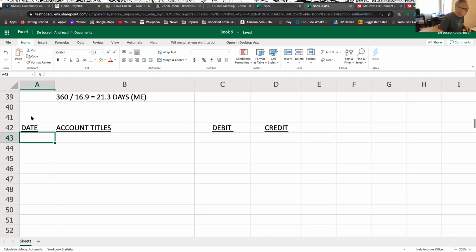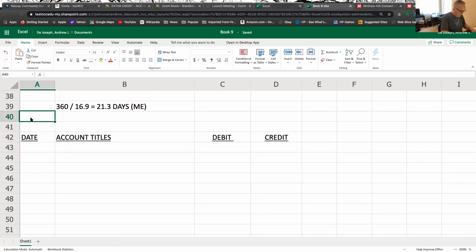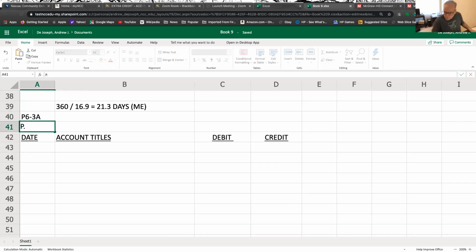So, let's just note what this is. This is problem 6-3A, right? And this was on page 332.